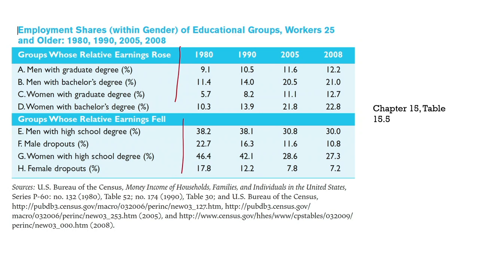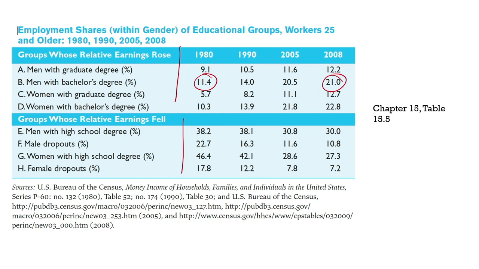Now, if you look at the upper panel, which shows the group whose relative earnings rose, A, which is men with graduate degree, you will see that their employment share increased from 9.1% in 1980 to 12% in 2008. B, men with bachelor's degree, the employment share increased significantly from 11.4% to 21%. Remember that here we are talking about employment shares within the economy by gender as well as by education attainments between the period 1980 to 2008.